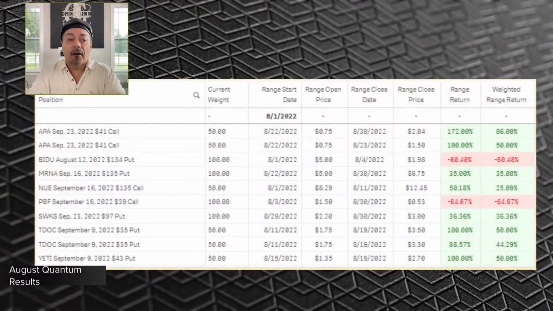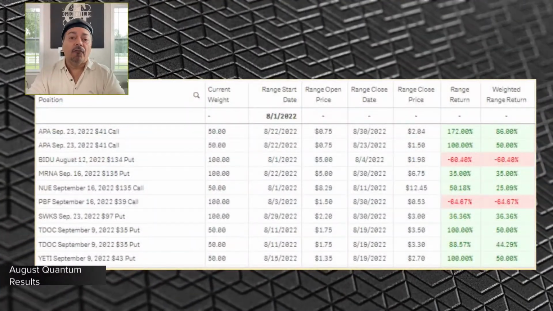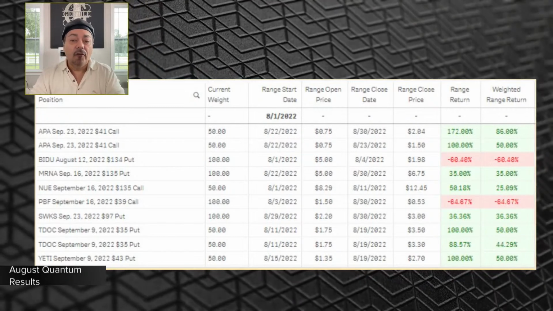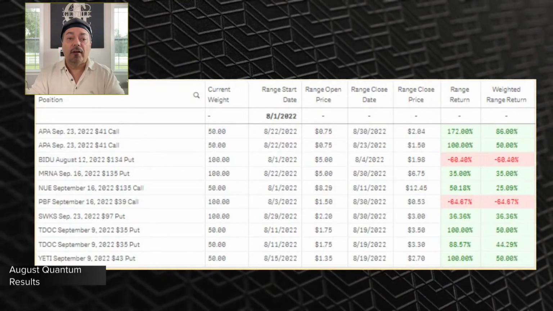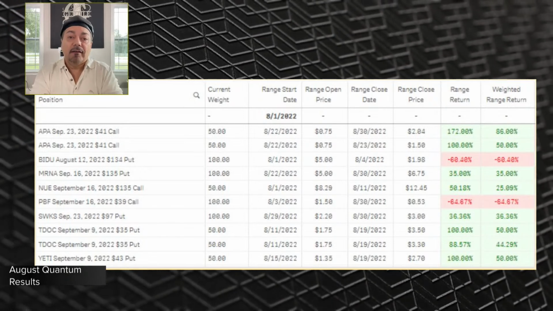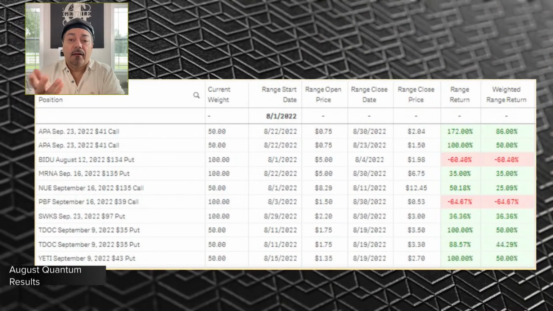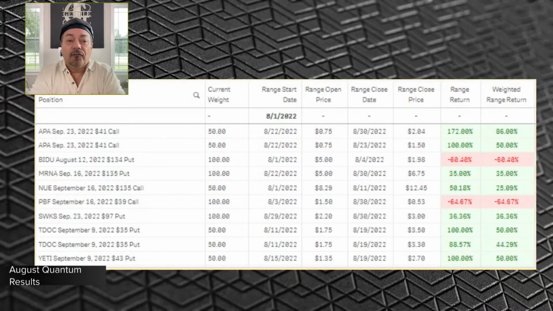Let's throw this up on the screen here, Eric. I want to show them the August positions. August was the start of the next move to the downside, and I want to show you what we did in August. Now, August wasn't an entirely down month, because if you take a look at this slide that we put together for you, this spreadsheet.